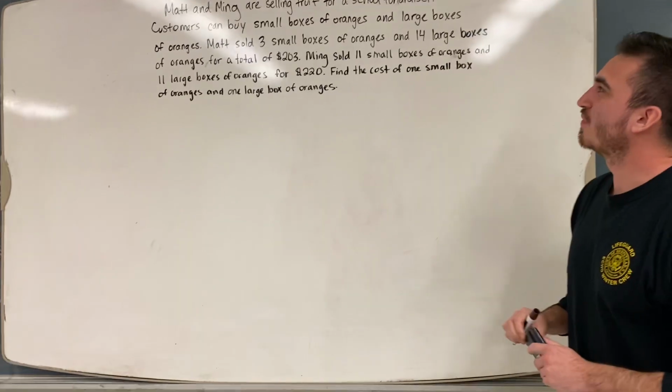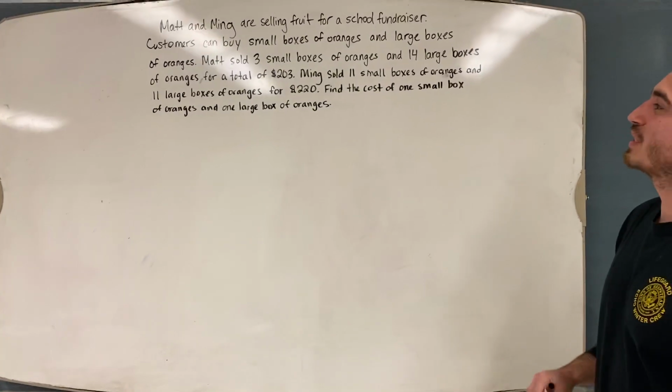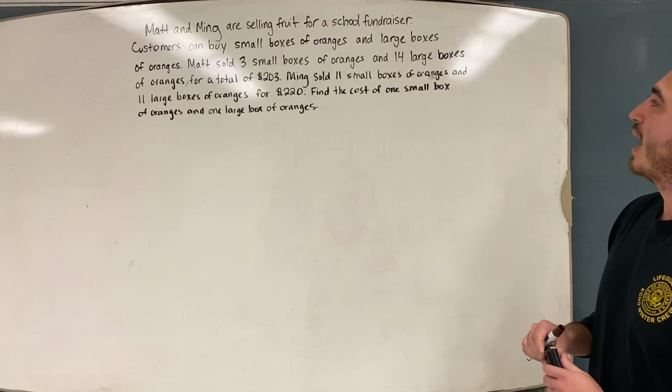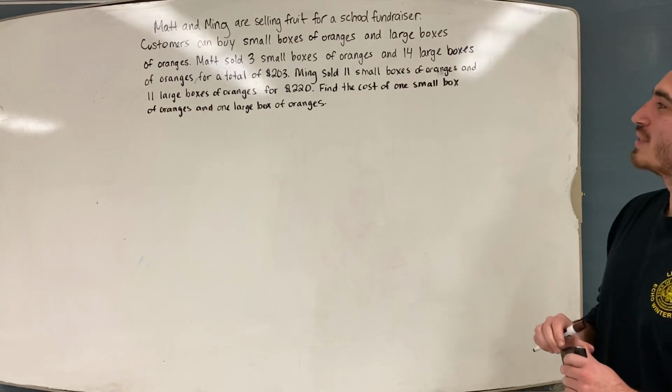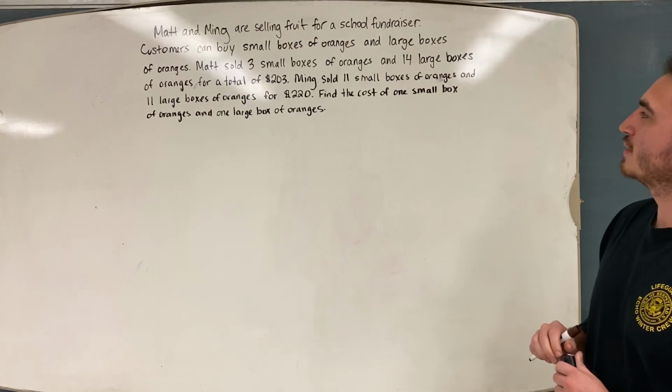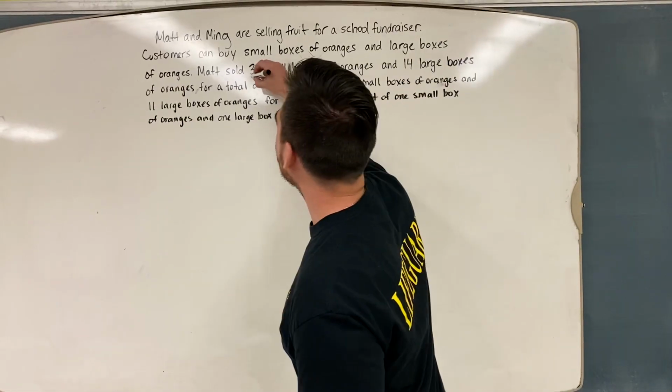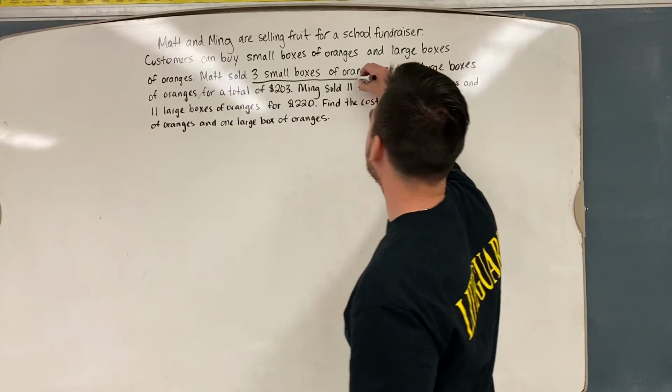Matt and Ming are selling fruit for a school fundraiser. Customers can buy a small box of oranges and a large box of oranges. Matt sold 3 small boxes of oranges. I'm going to underline that because that's important. 3 small boxes.